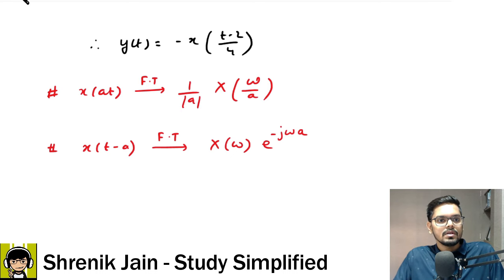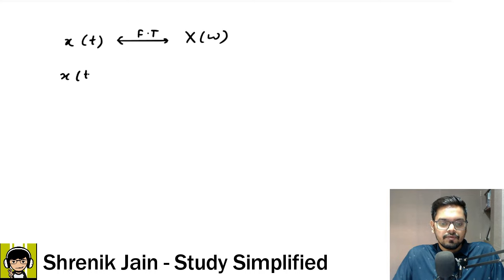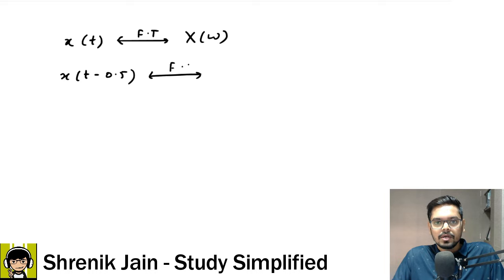If you know this, now tell me the answer then. So to get the answer, we have to do a step-by-step operation. Okay, let us do the step-by-step operation. Check out how I am doing it. Suppose x of t is the signal, then the Fourier transform of that is capital X of omega. If I do a shifting with 0.5, then what is the Fourier transform? It is capital X of omega and the exponential e to the power minus j omega a, which is 0.5.